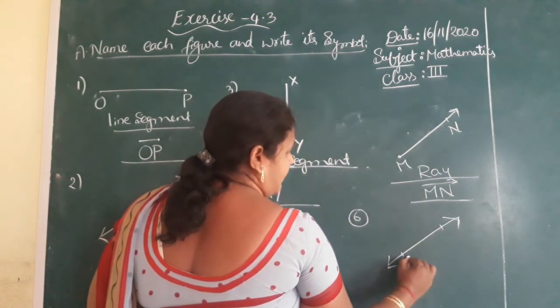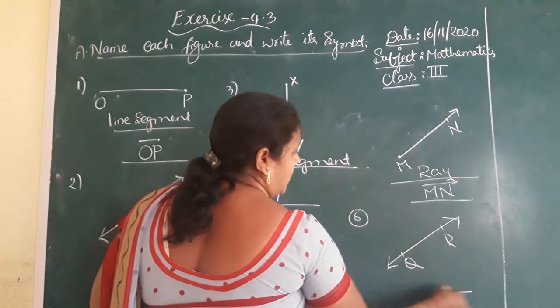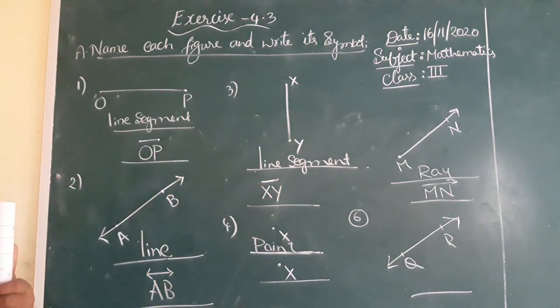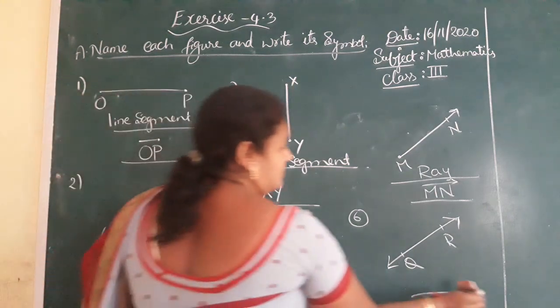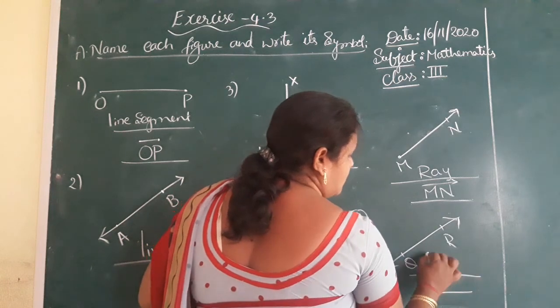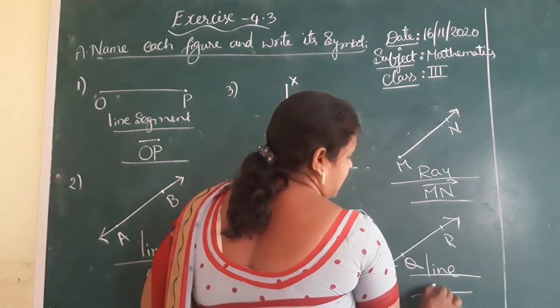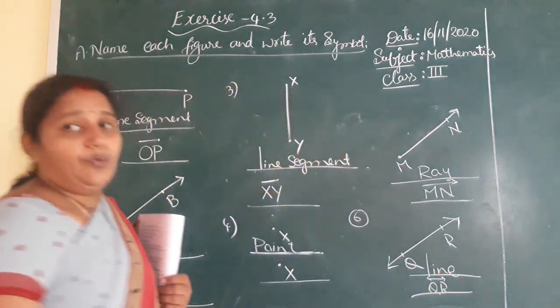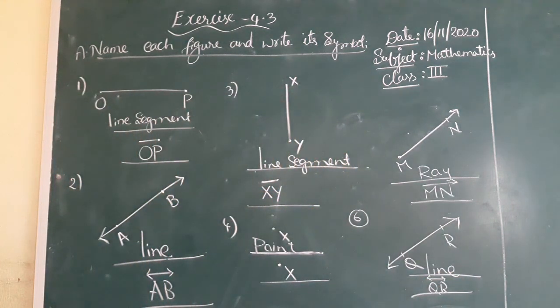With 2 points on it, what do we call this one? It has no endpoints given. So we call it a line, and it is shown as line QR with the symbol. See the next one.